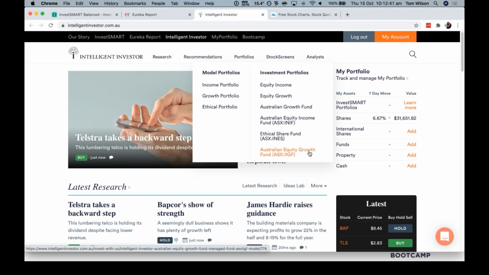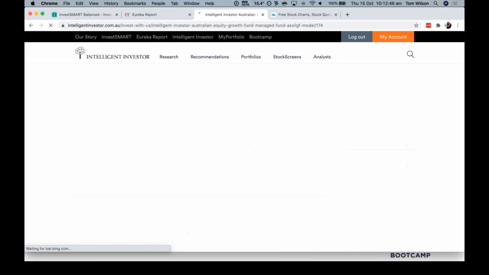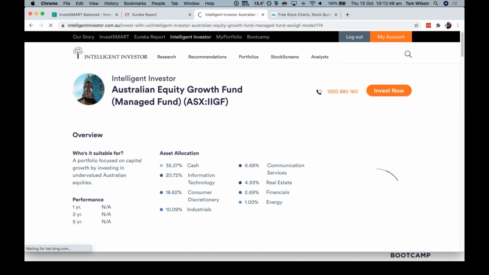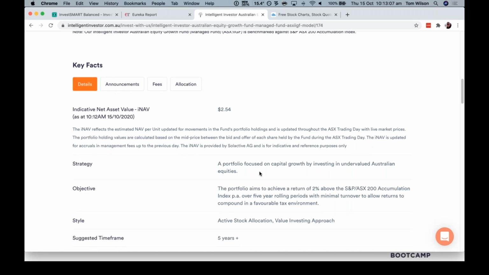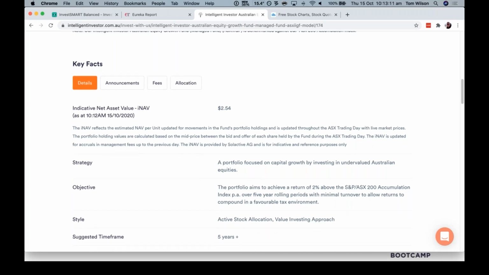To compare, we've recently launched the Australian Equity Growth Fund. Now this trades on the ASX under the code IIGF. So if you have a brokerage account, say with CommSec or NabTrade or something similar, you can type in that code. It's a 4-letter code, so IIGF, and you'll actually see that you can buy this on the exchange. You can buy it at market. So as I mentioned, it's got its asset allocation in here as well. And that currently has an indicative net asset value of $2.54, and the price to trade on the exchange will be slightly different as well.